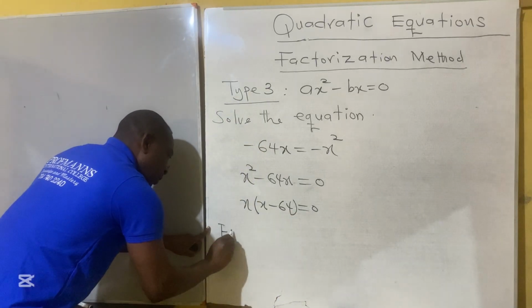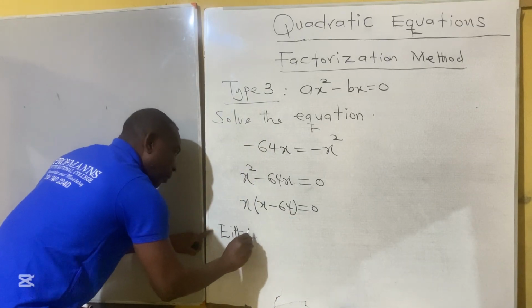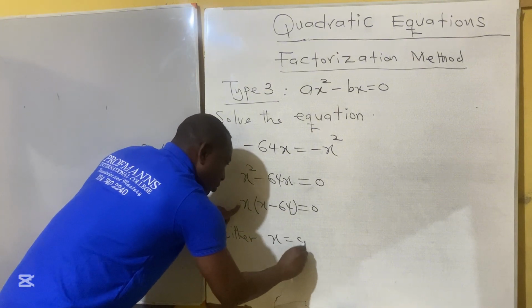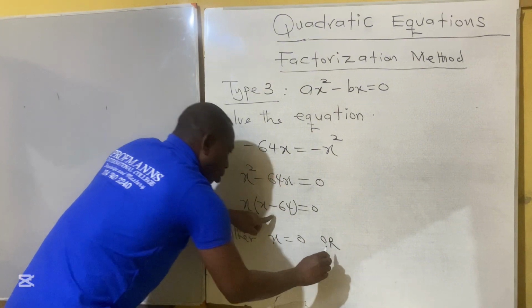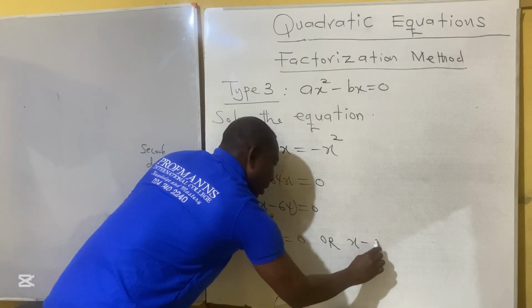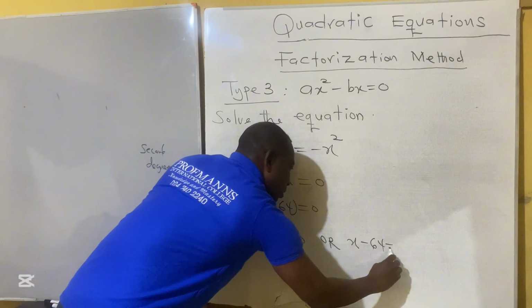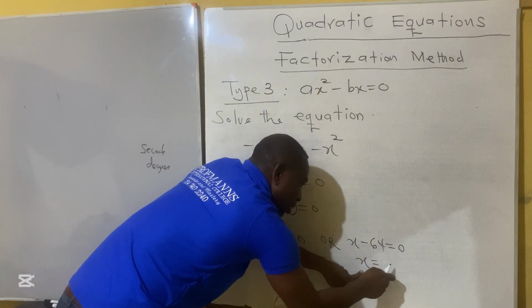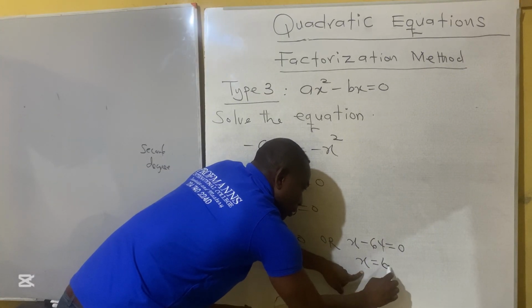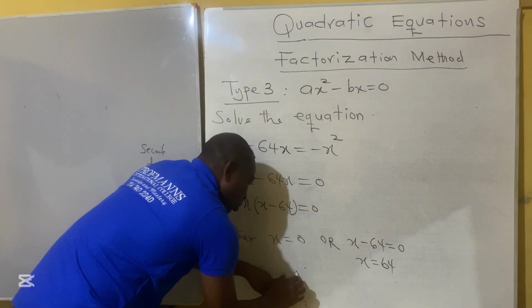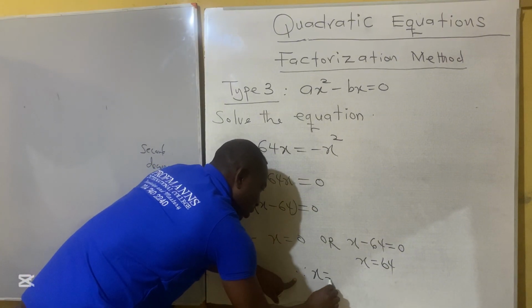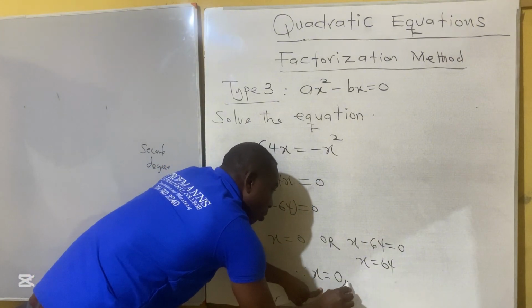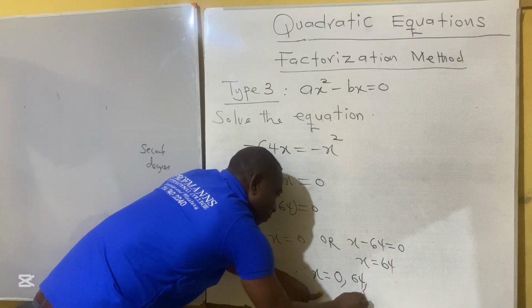So we say either x here is equal to 0, or x minus 64 is equal to 0. So x is equal to, we send this to the other side, becomes 64. So we conclude that the roots of this quadratic equation are 0 or 64.